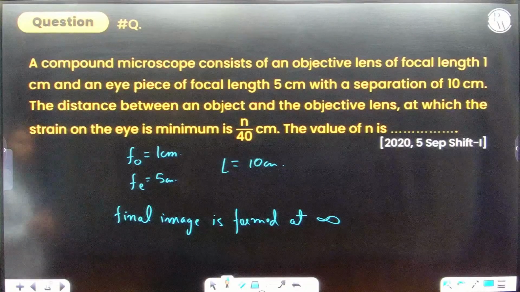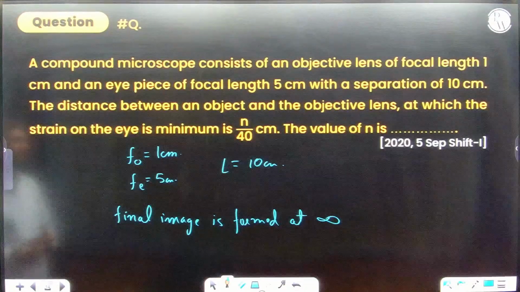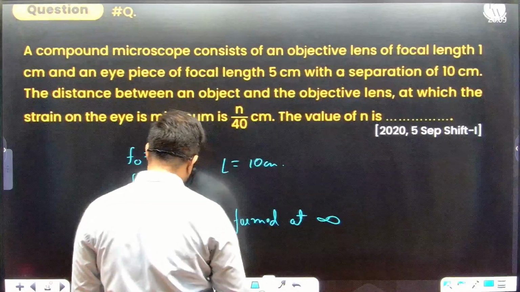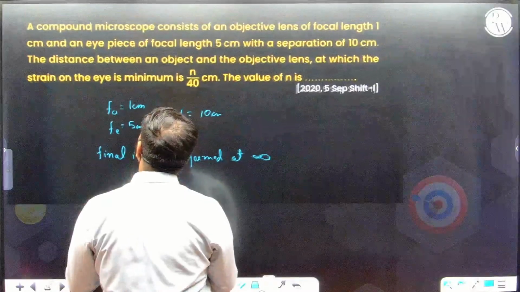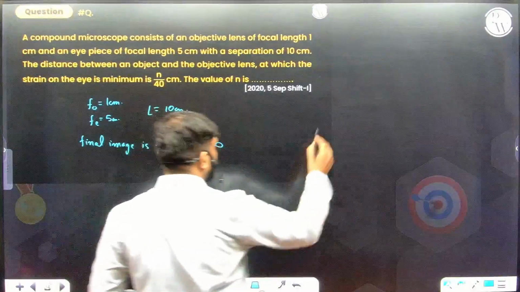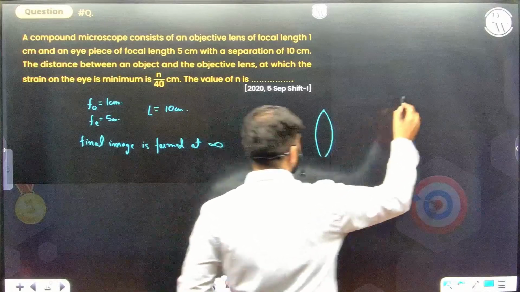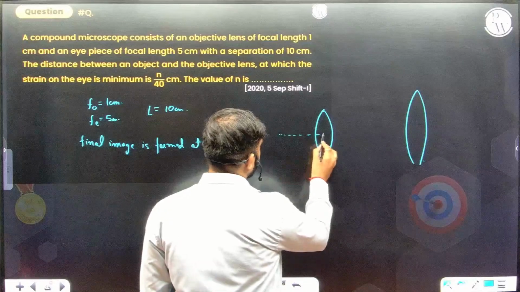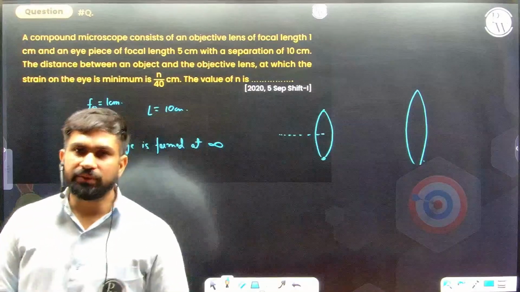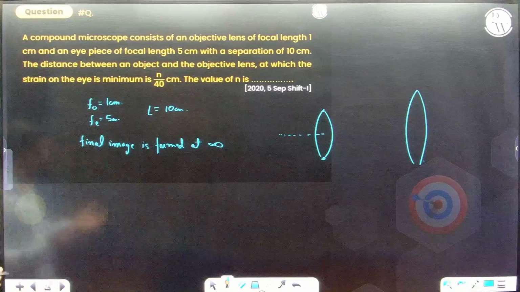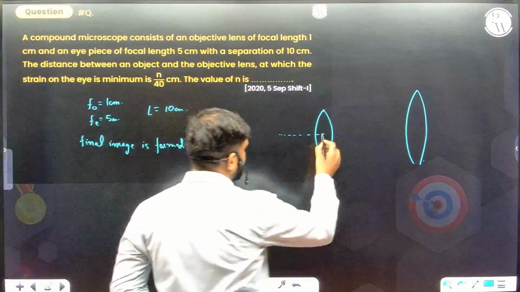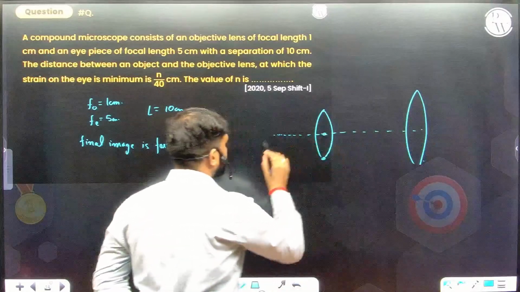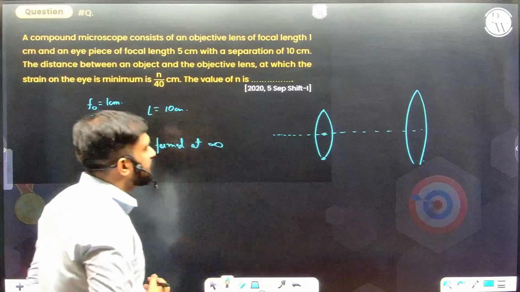Alright, they are asking the distance of the object from the objective lens. They have mentioned this is a problem of compound microscope, but I'll tell you it's just a problem of combination of lenses, nothing else. Correct? Let's see. If they would ask the magnifying power, then we could have written minus v by u times D by f_e. For the telescope it is f_o upon f_e, and for the microscope it is D upon f.